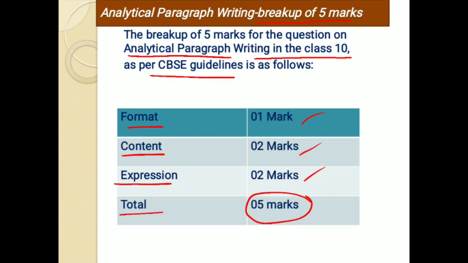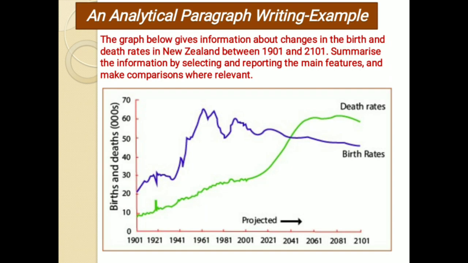The analytical paragraph has to be written in around 100 to 120 words. So, the paragraph must use clear and quick language. Here is an example to help you understand the concept of writing an analytical paragraph.